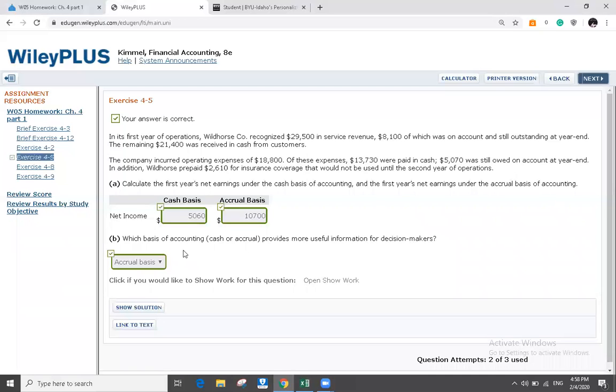And then with the second part, it says which basis of accounting provides more useful information for decision makers, and it's going to be the accrual basis. And this is because the cash basis of accounting is not in accordance with the general accounting standards. So with the accrual basis, we're going to have up-to-date information in our financial statements.